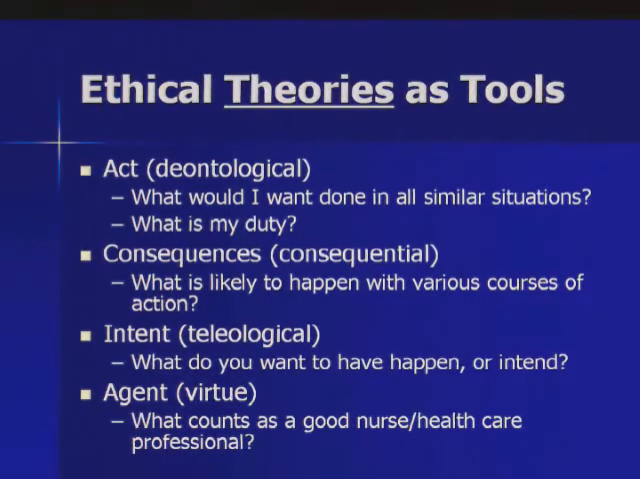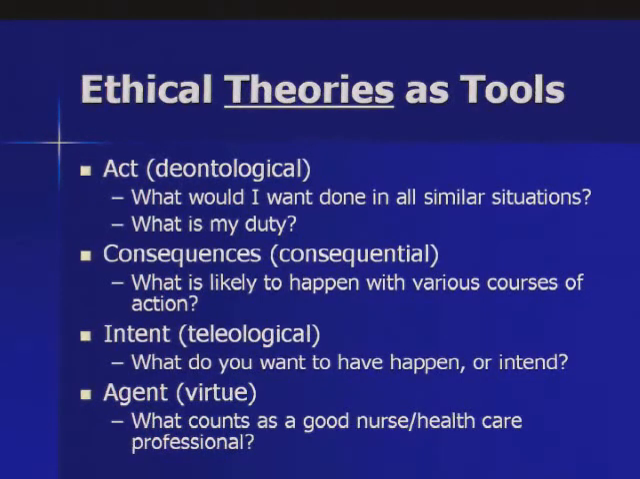Second set of theories correspond to consequences. These are consequential theories. Situationism, for example, or utilitarianism. And that's where you think about what is likely to happen with various courses of action. This can often lead to the ends justify the means sort of thinking, which isn't necessarily bad. It's important to consider consequences, though they don't necessarily tell the whole story.